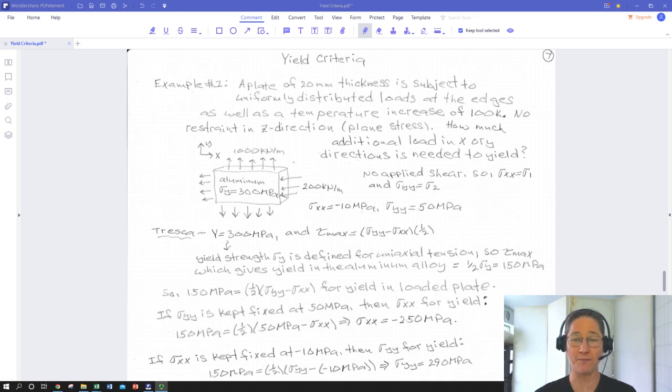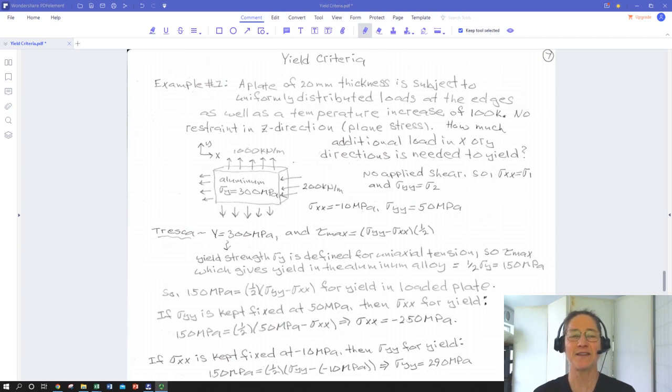We've gone over the Von Mises criteria, which uses deviatoric strain energy to define a combination of normal loads in multiple directions, in our case just two, because we're doing plane stress, that would lead to yield. We've compared Tresca and Von Mises in terms of which is more conservative, overlaid them in a plane stress state, for applied loads being equal to principal stresses, so no applied shear.